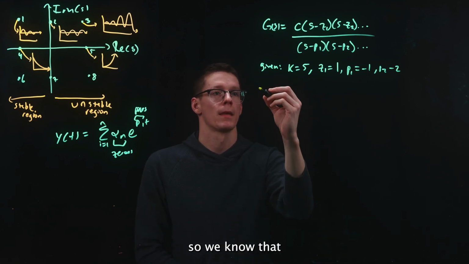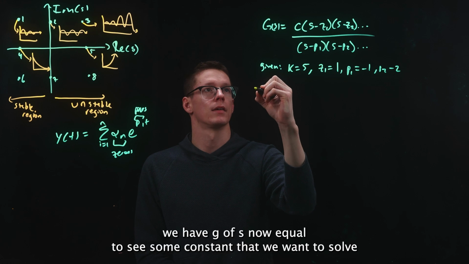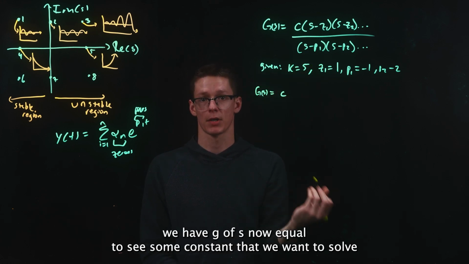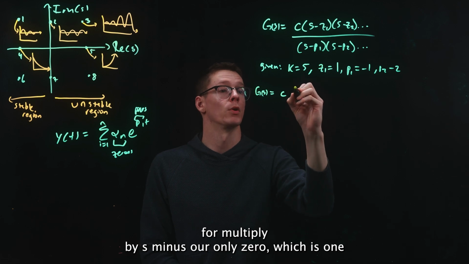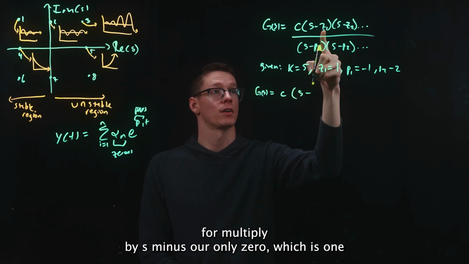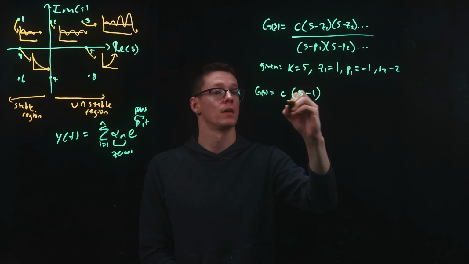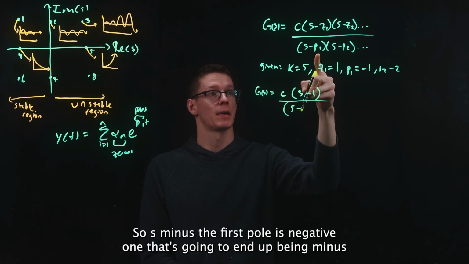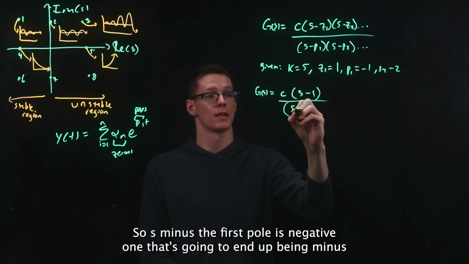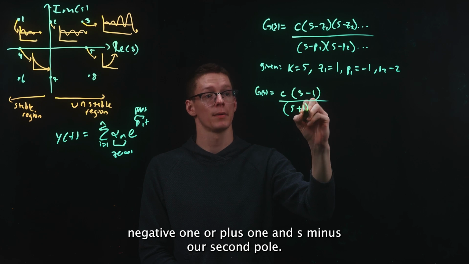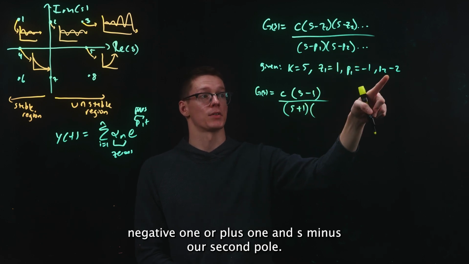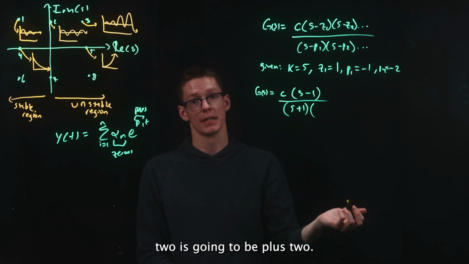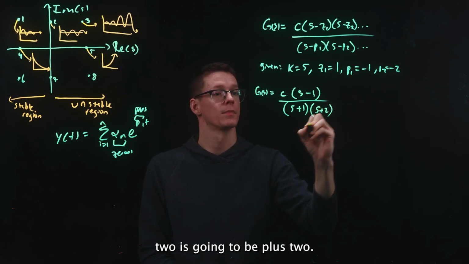So we know that we have g of s now equal to c, some constant that we want to solve for, multiplied by s minus our only 0, which is 1, over our poles. So s minus the first pole is -1. That's going to end up being minus -1 or plus 1. And s minus our second pole, it's -2. Therefore, negative of -2 is going to be plus 2.